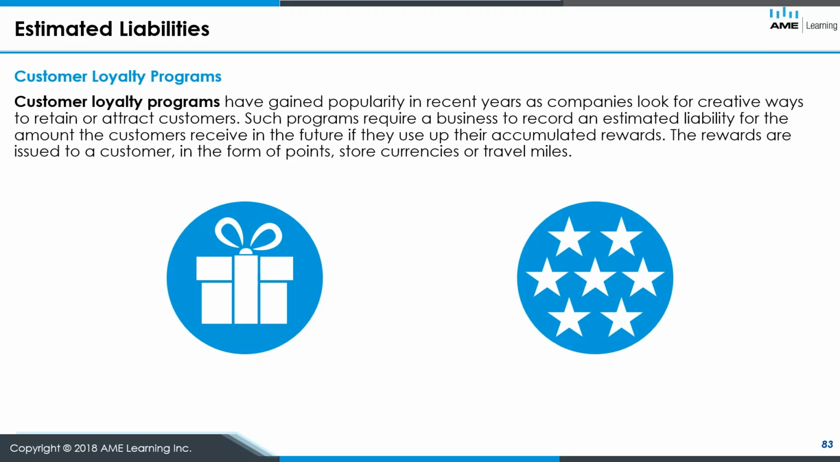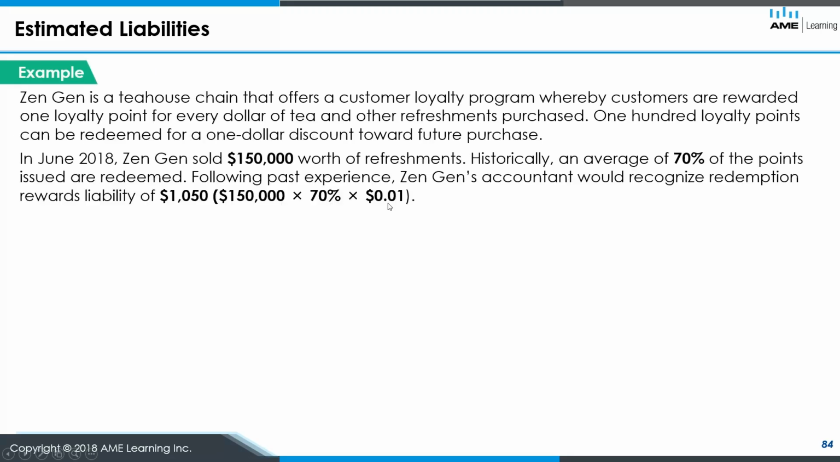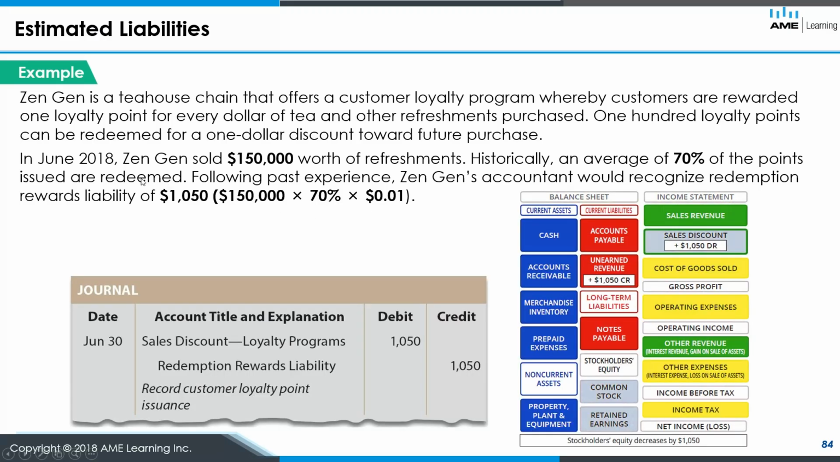Another concept is customer loyalty programs. So, if you get store points or travel miles, things of that nature, we're not going to spend a lot of time doing problems with these, but we'll look at it real quick. The idea here is that we have to do, again, this estimated historical analysis. And if we see through our analyses that 70% of the points are redeemed, this example says 100 loyalty points can be redeemed for $1 discount. So they're basically like a 1 cent each kind of a thing.